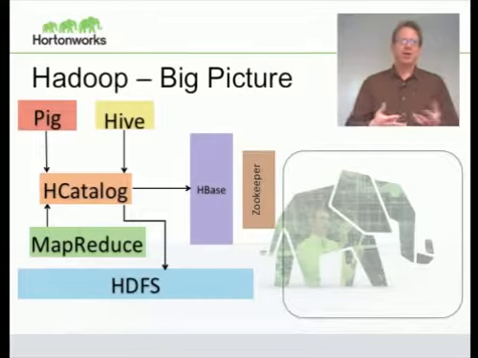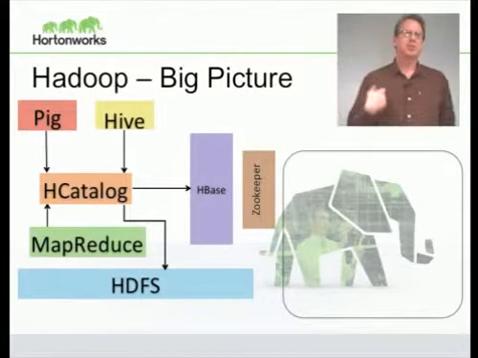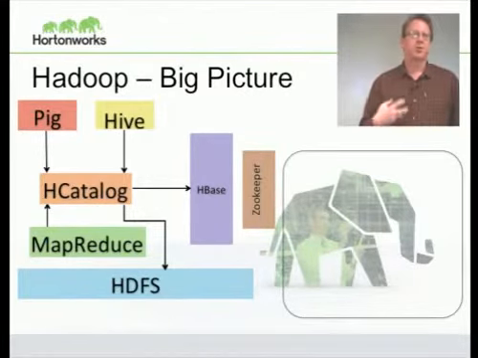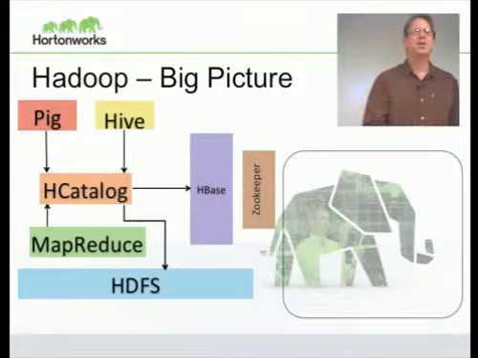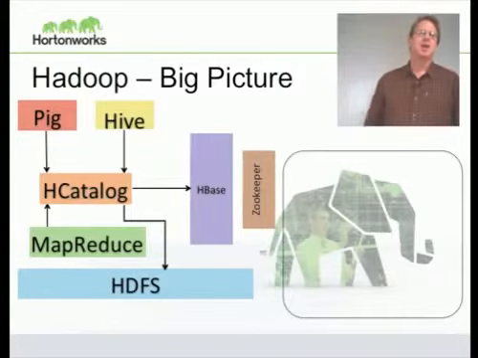All right, so now you can see all the pieces together. These form the core of what people refer to as Hadoop. You can see Pig, Hive, HBase, Zookeeper, hCatalog, MapReduce, and HDFS.